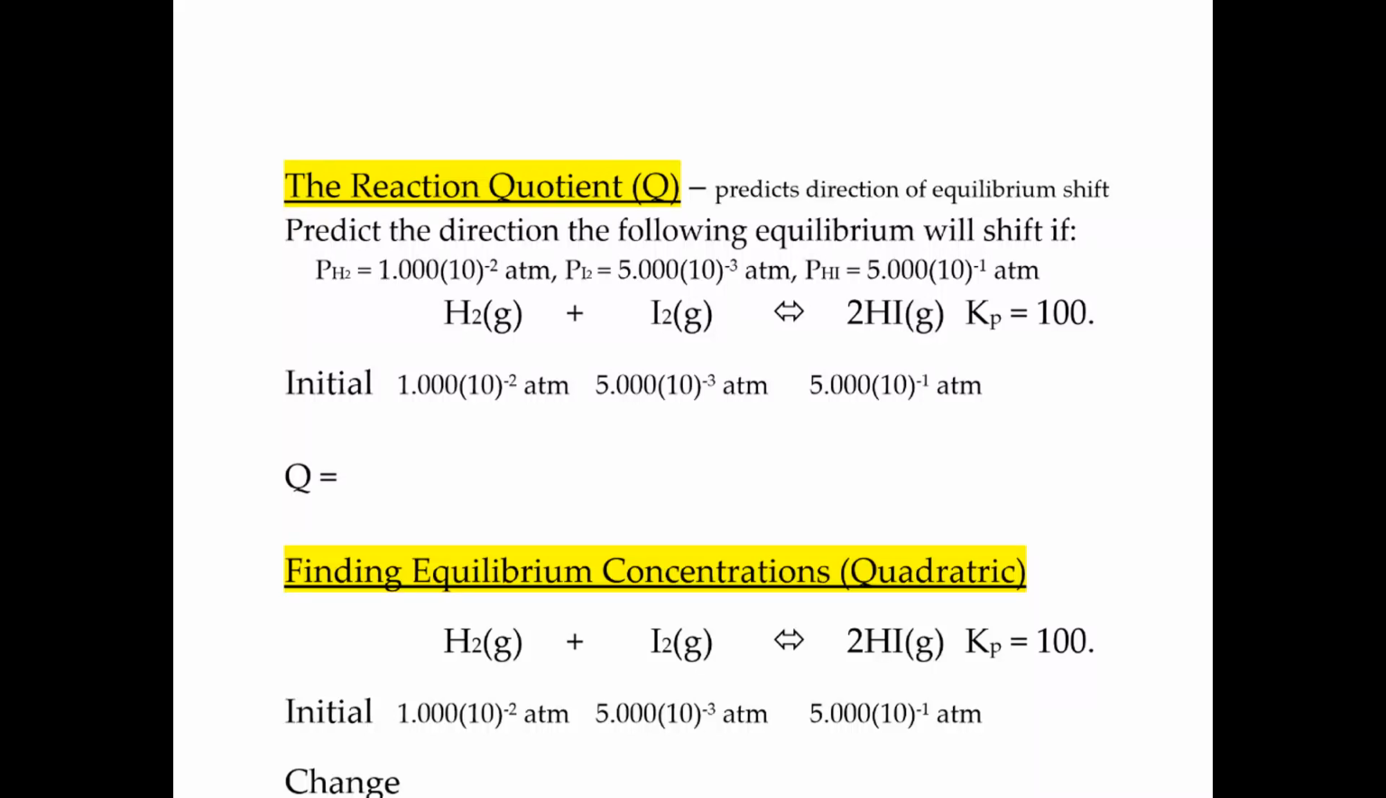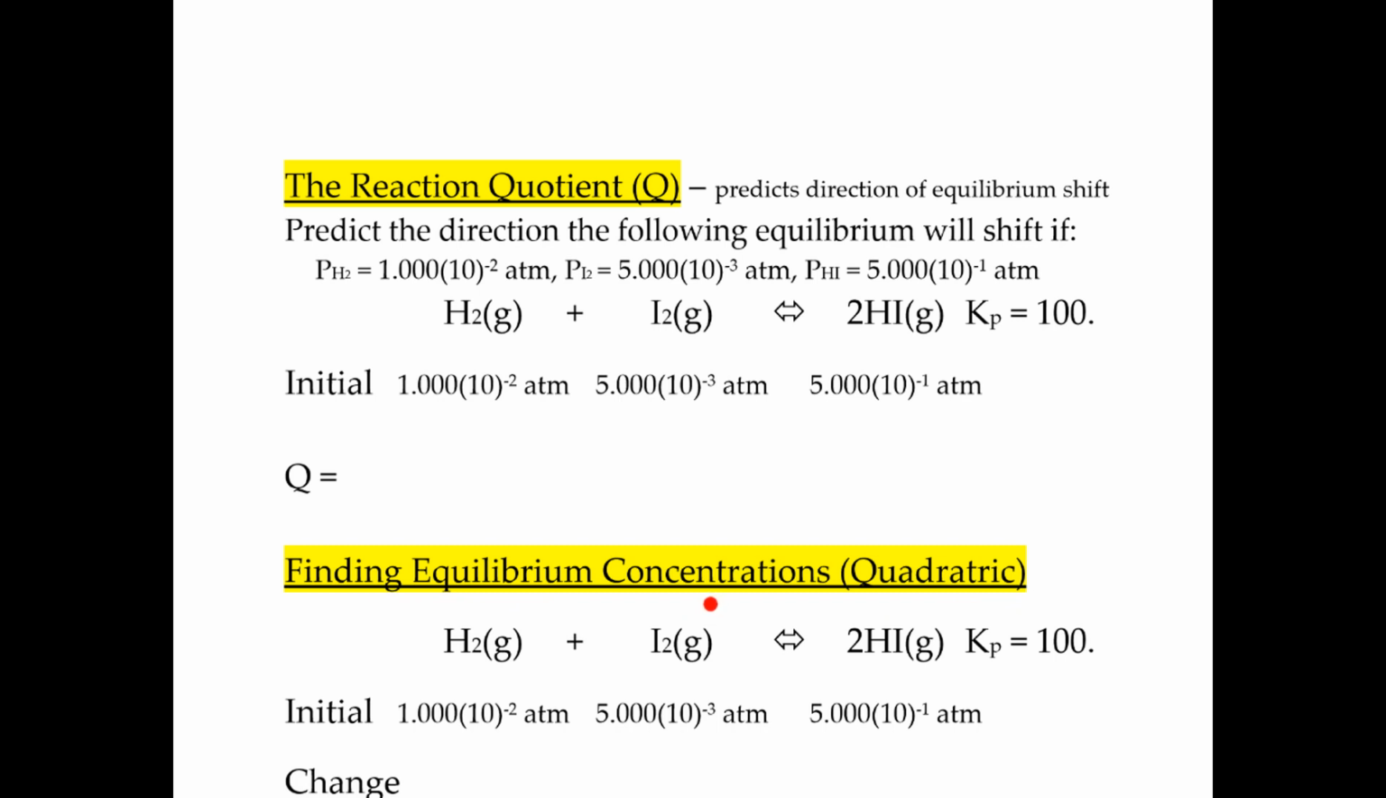Today we're on page 4 of the Chapter 13 AP Chemistry packet on equilibrium. We're going to continue talking about the reaction quotient Q, and this time we're going to need to use the quadratic equation to solve in order to find the equilibrium concentrations of reactants and products.